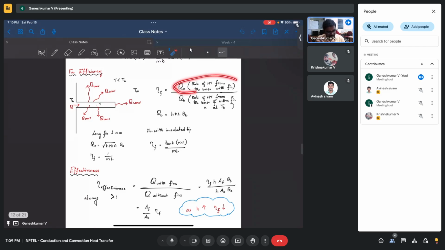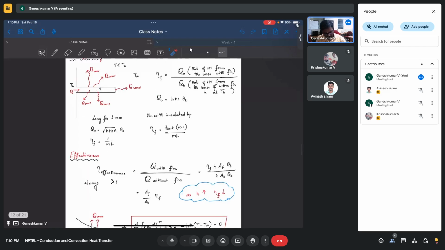It is the actual rate of heat transfer from the fin divided by the heat transfer if the entire fin is at base temperature, if there is no conductive resistance, or the least conductive resistance. Least conductive resistance will be the case when you have very high thermal conductivity. So if K tends to infinity, then the temperature of the entire fin would be TB, the base temperature. If the entire fin is at base temperature, that would be the maximum heat transfer. If that maximum heat transfer is in the denominator and the actual heat transfer is in the numerator, then that is what we call fin efficiency.